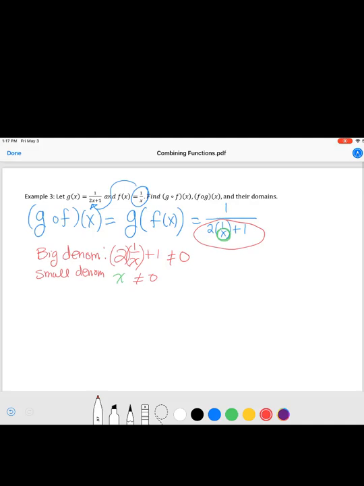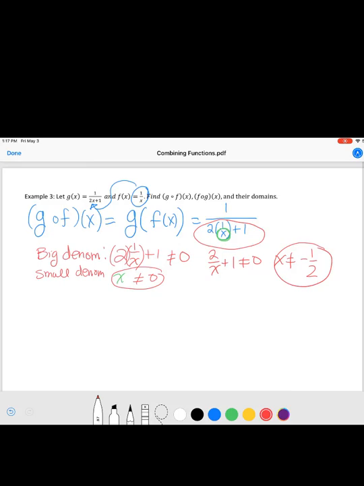So let's solve. So I have 2 times 1 over x is 2 over x, plus 1. That cannot be equal to 0. And I'm just going to solve this for x to see what I have to be careful of. When I solve this for x, I'm going to get x cannot be equal to negative 1/2. So I have two restrictions here. x cannot be equal to negative 1/2, and x cannot be equal to 0.